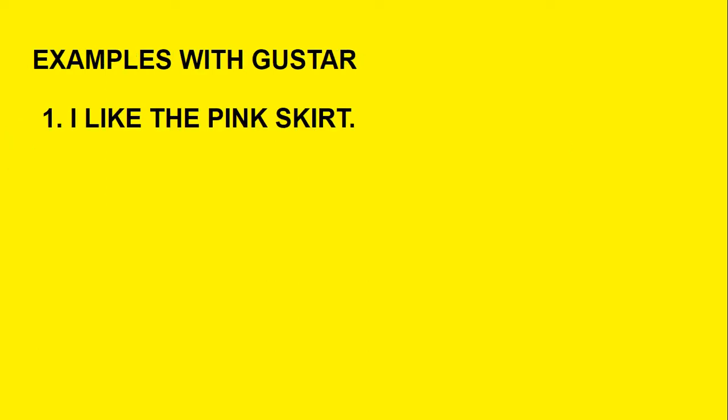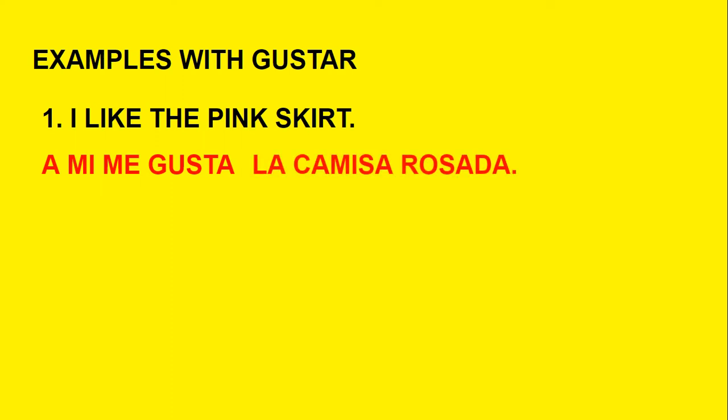So here's an example with gustar. I like the pink shirt. A mí me gusta la camisa rosada. So a couple of things before I go forward. If I'm going to say I like, the complete way of saying it is a mí me gusta. You could just say me gusta, kind of like when you do an AR verb and you say yo nado, you could just say nado. So we're going to learn the complete way of doing it. A mí me gusta la camisa rosada. Notice that the adjective came after the noun.